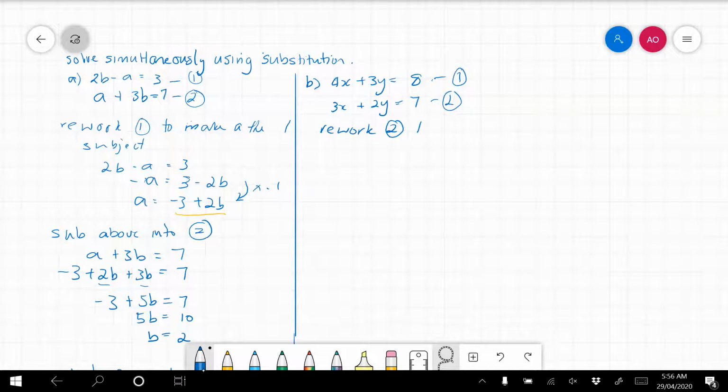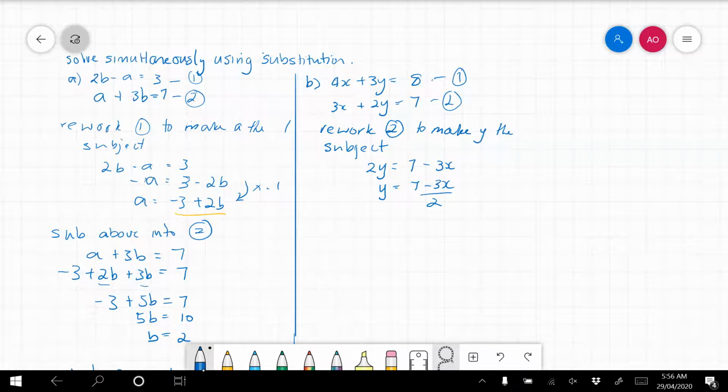To make y the subject. So I'm going to go 2y equals 7 minus 3x. And now I need to divide both sides by 2. Alright, so I'm going to substitute this into, what did I work with? Equation 2, so I'm going to substitute it back into equation 1.